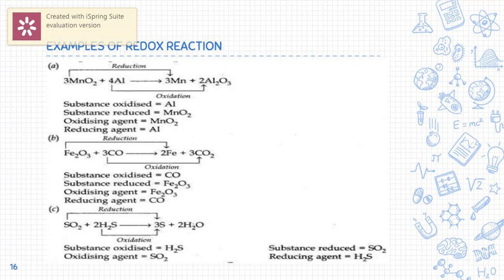Now here, which substance is oxidized? It is the aluminium. So the aluminium substance is oxidized by accepting oxygen from the MnO2, whereas MnO2 is the substance that is reduced. Now which one is the oxidizing agent? Which one is the reducing agent? How to know?